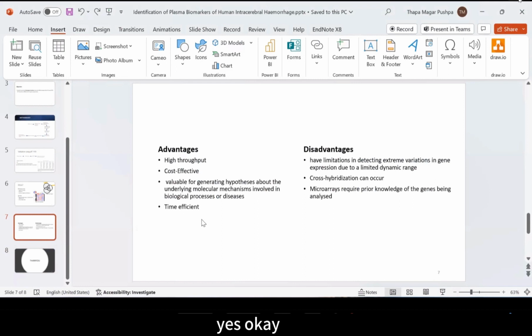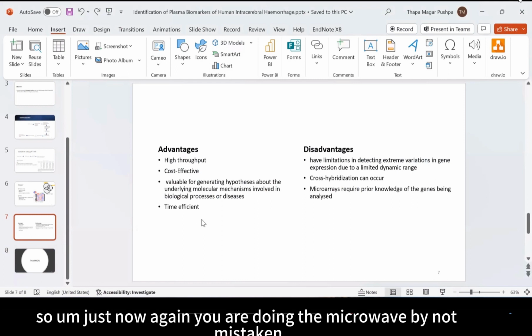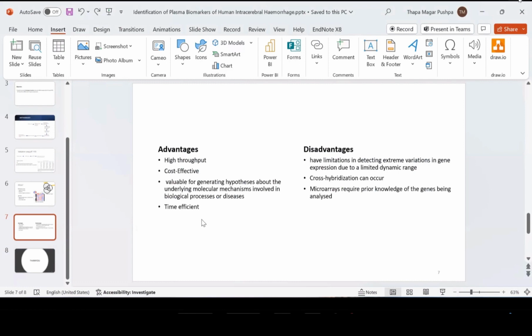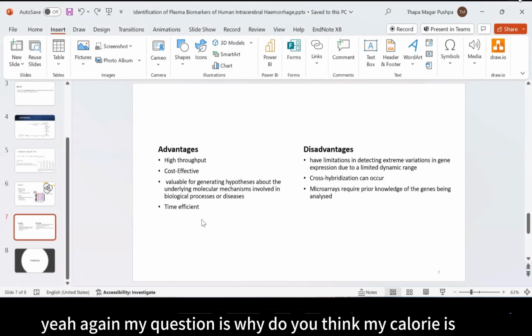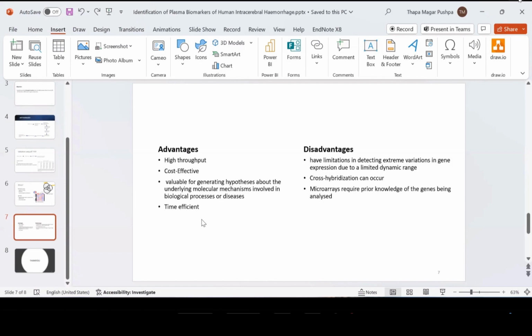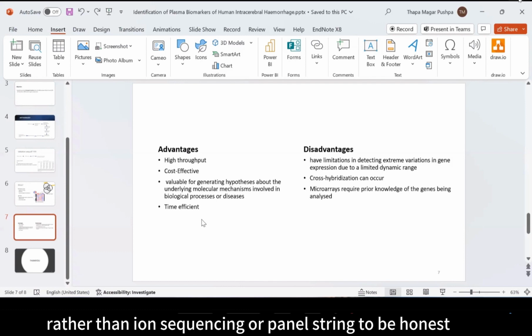So just now, you were doing the microarray, if I'm not mistaken. My question is, why do you think they wanted to use microarray in this experiment rather than RNA sequencing or nanostring?